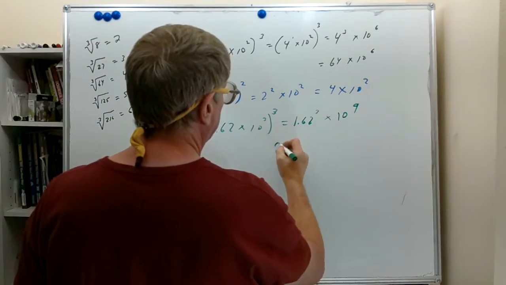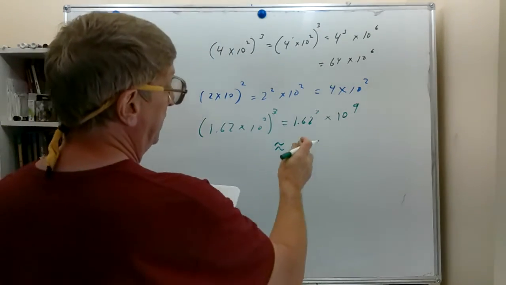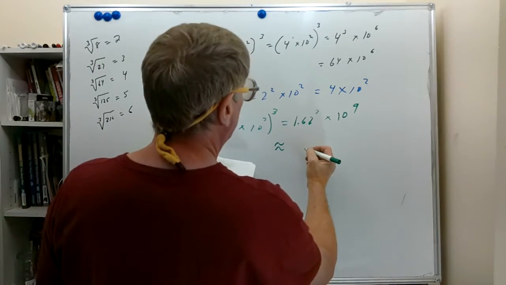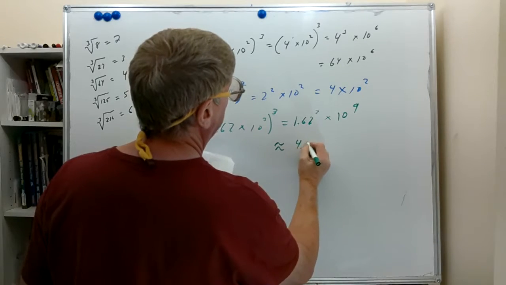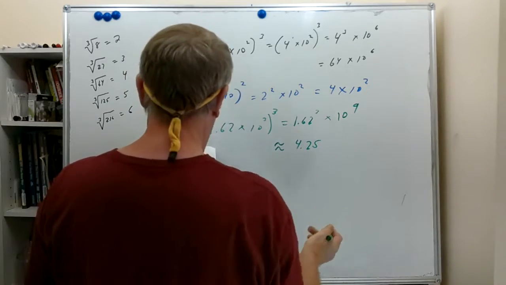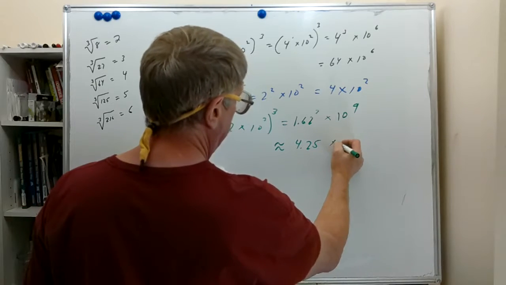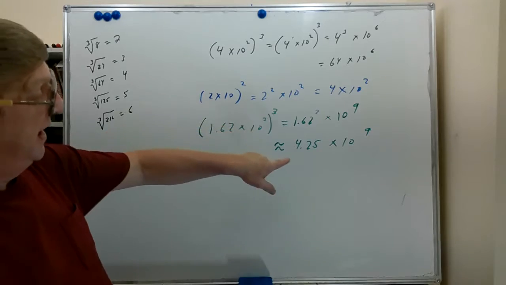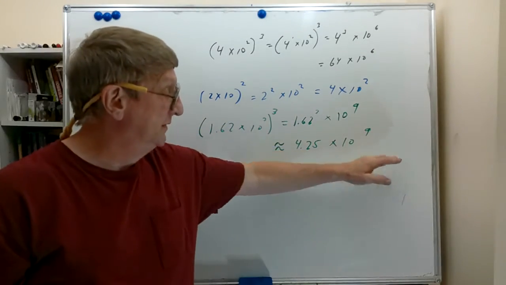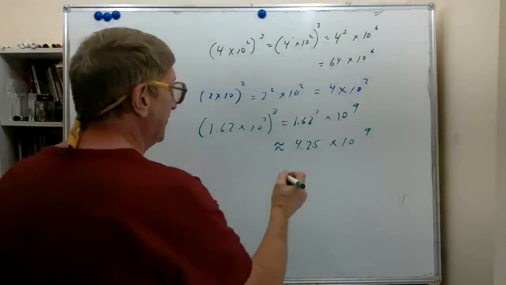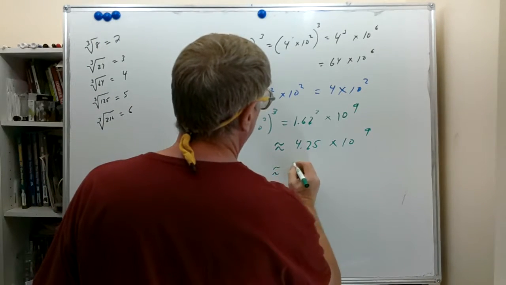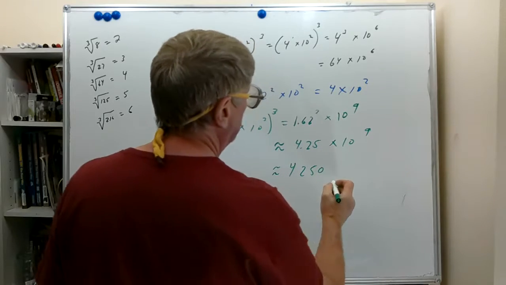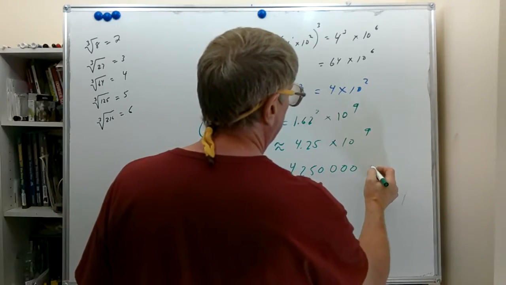Now, we're going to use an approximate sign because when we cube this, we get a long decimal, but it comes out to approximately 1.62 cubed is approximately 4.25 times the 10 to the 9th. So there again, we've expressed this expression as a number and a power of 10. And if you wanted to write that out, we'll do this one for kicks. Approximately equal to 4, 2, 5, 0, 0, 0, 0.